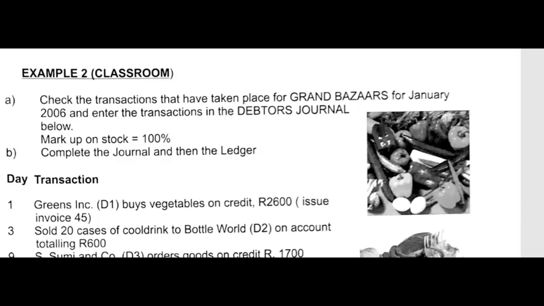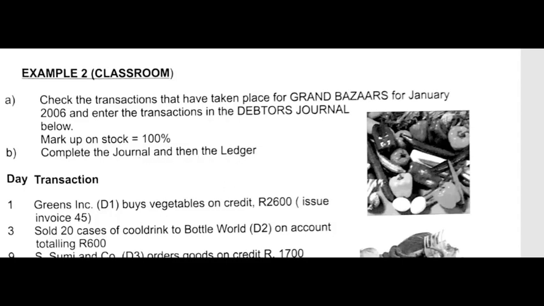textbooks. Example 2 says, check the transactions that have taken place for Grand Bazaars for January 2006 and enter the transactions in the debtors journal below. The markup on stock is 100% and you must complete the journal and then the ledger.